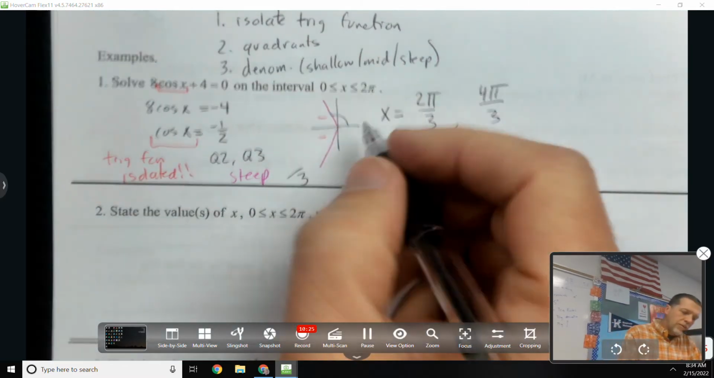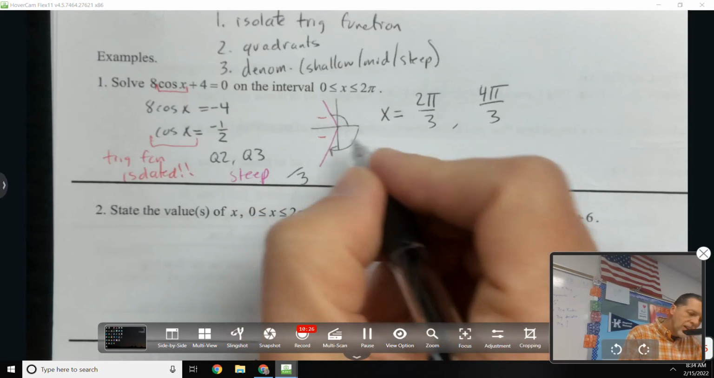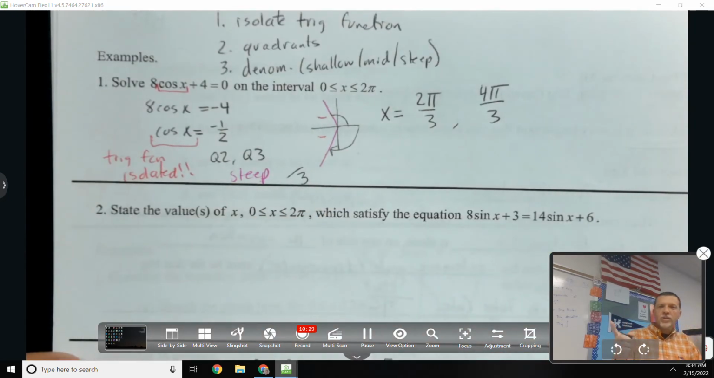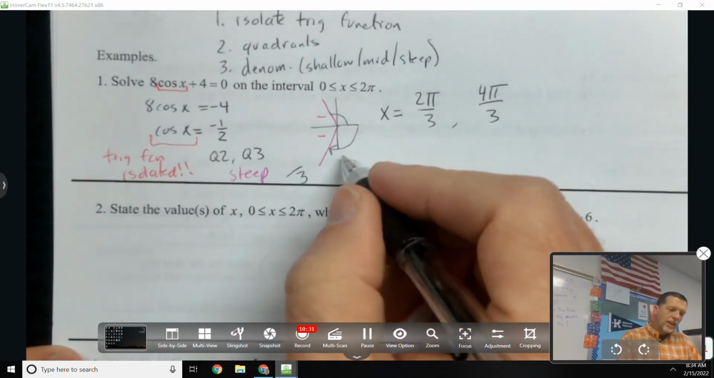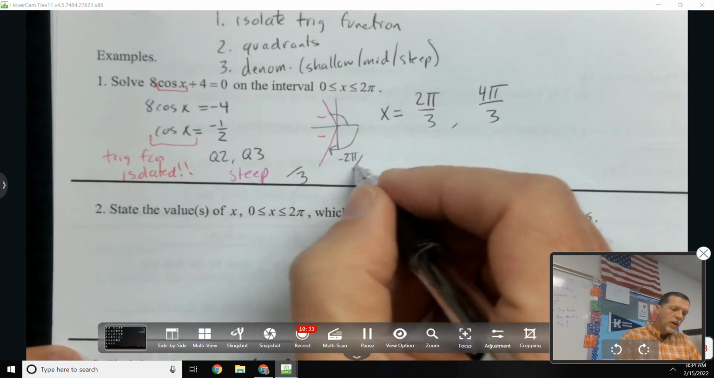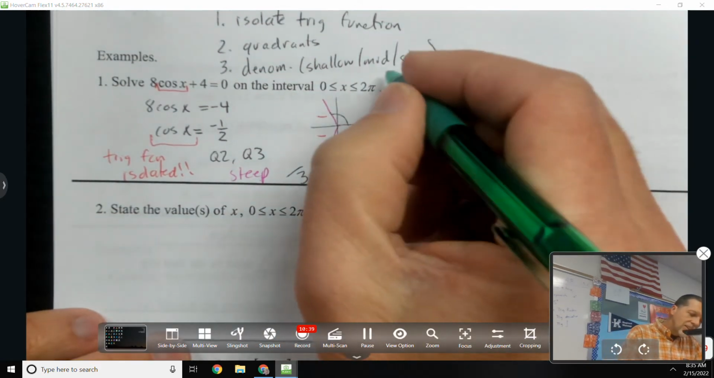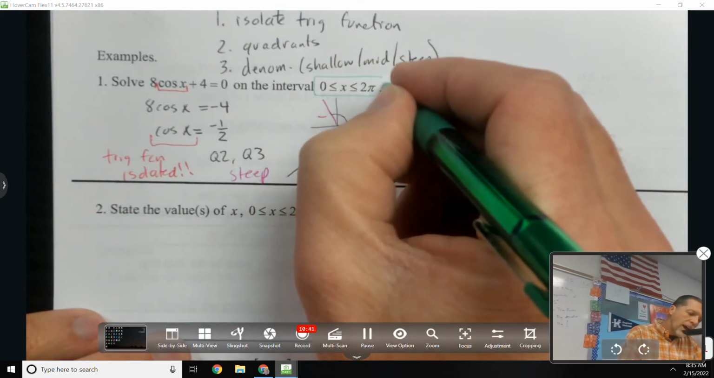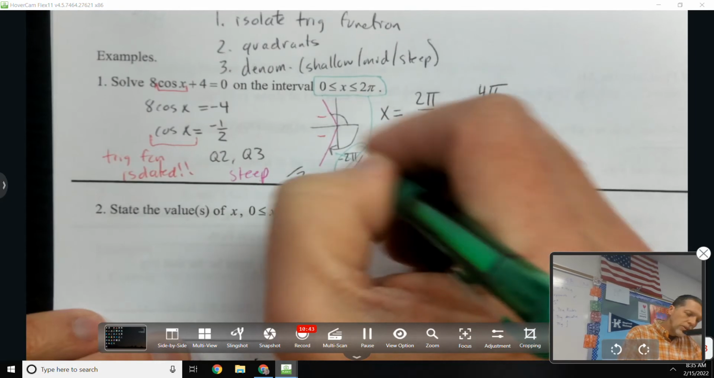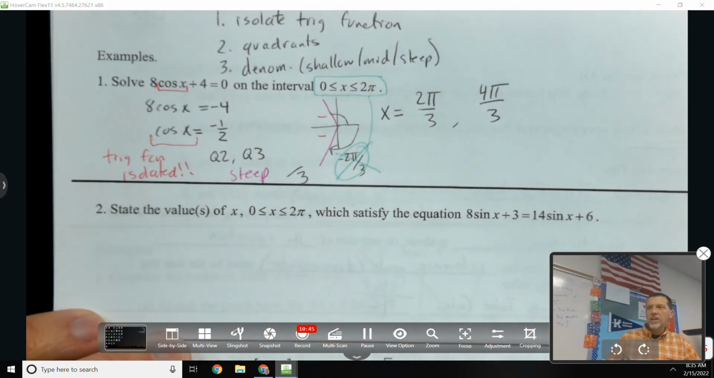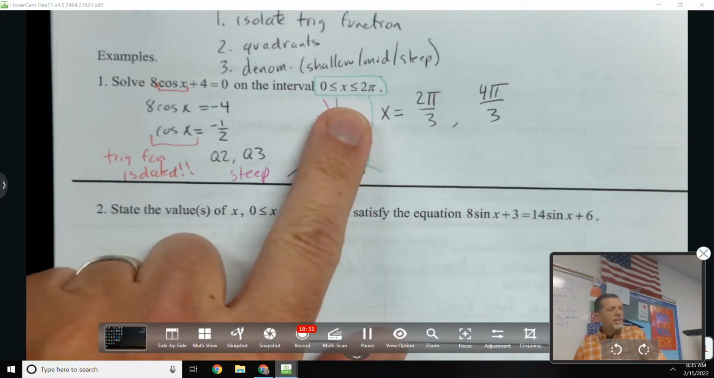Do you also make note of the negative answers? You mean like if we went this way to get there? Yes. No, because it's a good question. Do we make note of the negative? Yeah, if we went backwards, negative 2 pi over 3, that is sort of an answer to the equation, but since it said 0 to 2 pi, we wouldn't use that one. Does that answer your question?